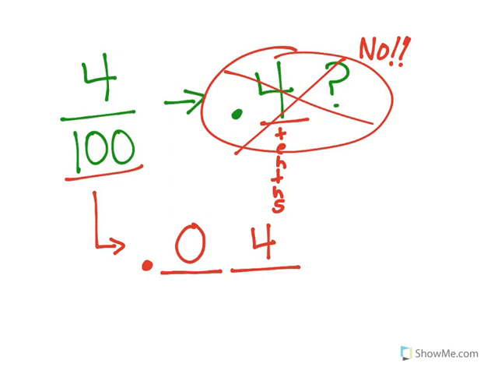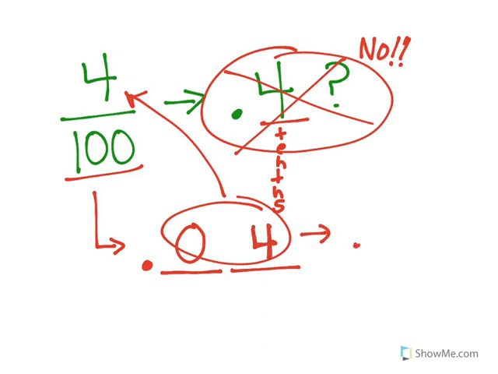Because does this still show the value 4? Yeah, it does. If there's a 0 in front of it, it doesn't matter. It's still showing 4. And so this fraction would be the decimal point, 0, then 4. Don't let that trick you up if you ever get a problem like that.